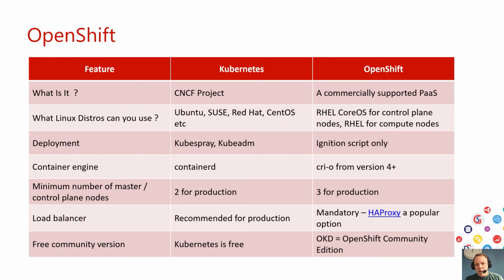With OpenShift, it is opinionated, which means you must use Red Hat Enterprise Linux CoreOS for your control plane nodes. For your compute nodes, you can use, I've got here just Red Hat Enterprise Linux, you can use CoreOS as well. Deployment, you can use kubeadm or Kubespray. With OpenShift, you use something called an ignition script. So the way this works is you have a temporary host, okay? You download an ignition script and an ignition key, and you boot up the entire cluster via this ignition script.